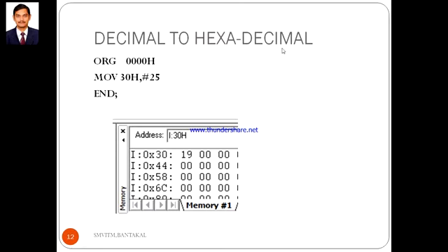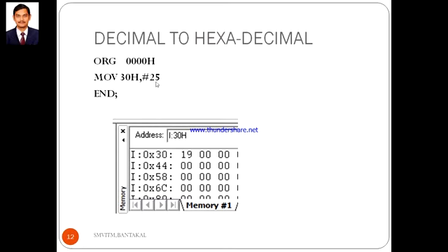Next is decimal to hexadecimal. Actually this program is not very important, because your compiler or assembler does this part. Look at this, with only one instruction I am converting the decimal value to hexadecimal. I am storing it in the particular location. Your assembler does the conversion part. You need not take care of that.